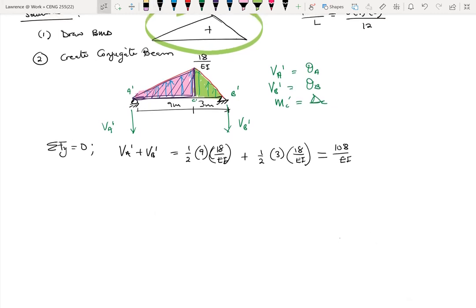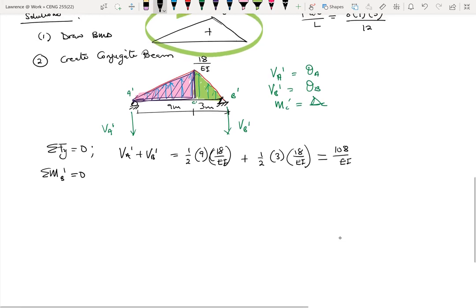Now we need to find one of these reactions. So let's take summation of moment at B prime to be equal to 0. So we are taking moment about the far end on the right. Okay. So that means that here again, pay attention to directions of rotations, right? So VA prime will cause a counterclockwise rotation about B. All right. So here becomes 12 VA prime.